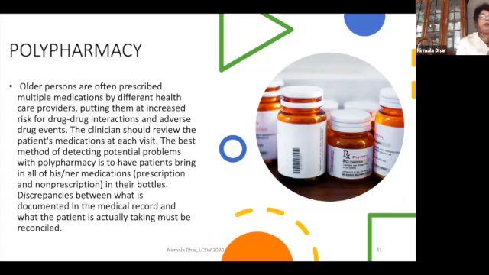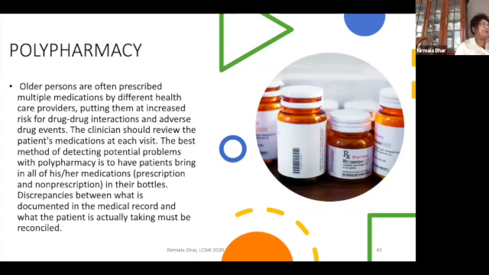And now I want to move on to polypharmacy. Remember, we talked about iatrogenesis. That is something that healthcare professionals create, which has a harmful effect on older adults. And one of these is polypharmacy.